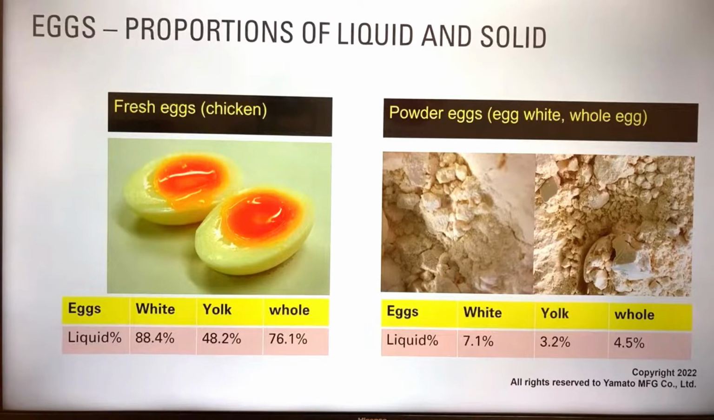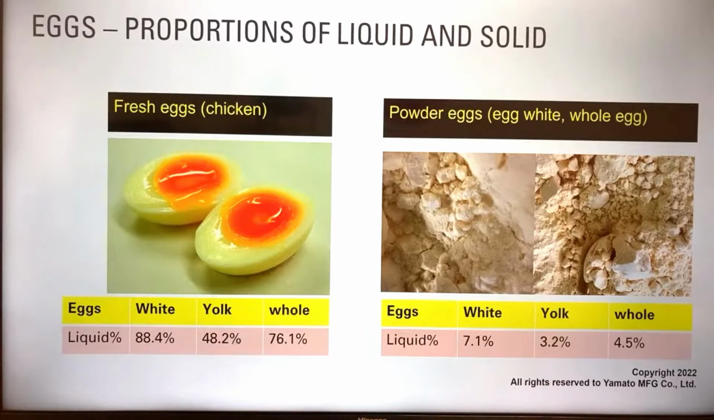For fresh egg white, it's 88.4% liquid. That's most of it. And yolk is about half, 48.2% liquid, and whole egg is 76.1%.